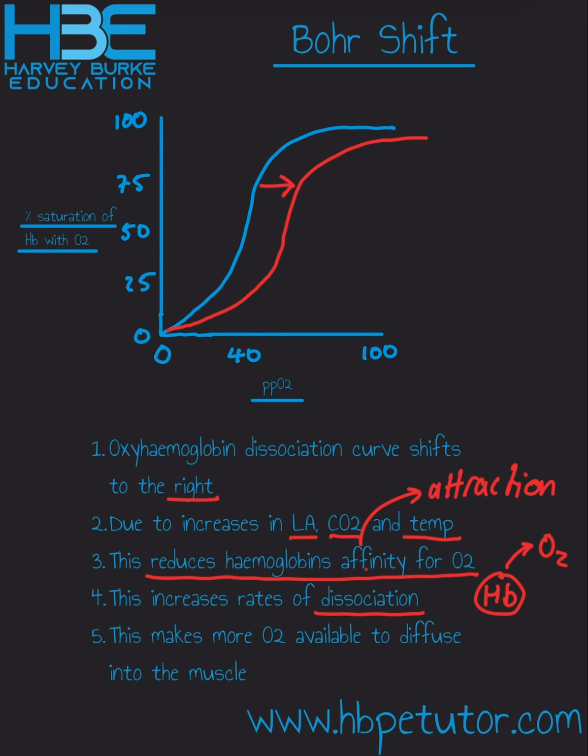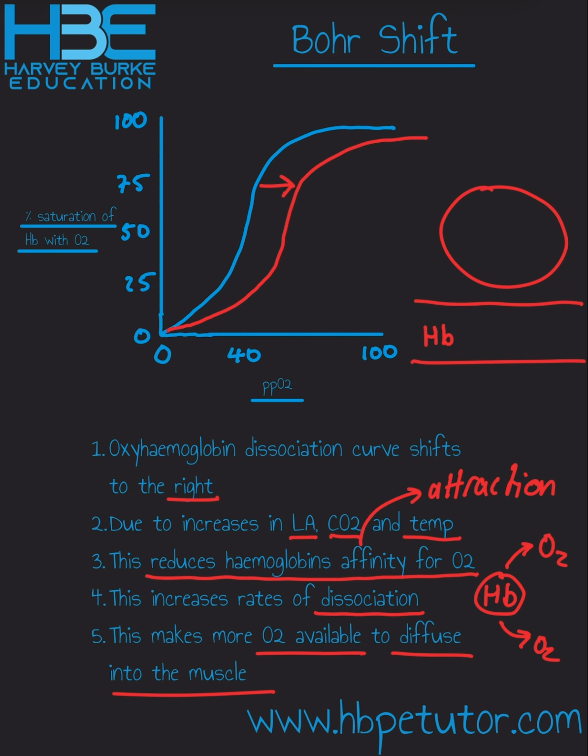So because it's now got a lower affinity for oxygen, it's now able to dissociate with even more of it than usual, and that just makes even more oxygen available to then diffuse into the muscle cell. So let's say that this is a muscle cell here and this is the capillary. If hemoglobin is dissociating with even more oxygen, it means that it's letting go of even more than it usually would at rest. And that is a good thing because now that oxygen is available to diffuse out of the capillary and into the muscle cell.